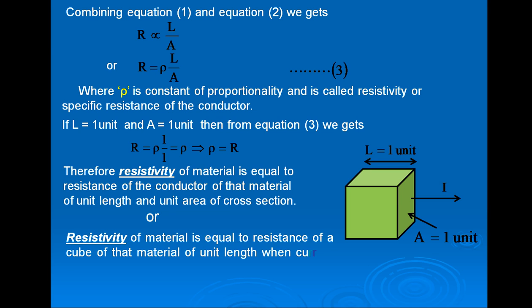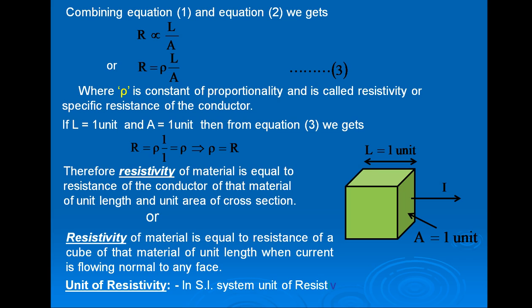Therefore, resistivity of a material is equal to the resistance of a cube of that material of unit length when current is flowing normal to any face. So this is the definition of specific resistance or resistivity. The unit of resistivity in the SI system is ohm meter.